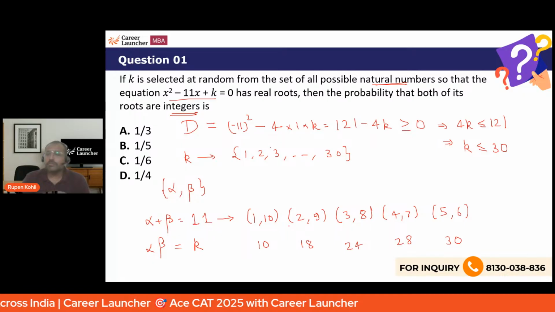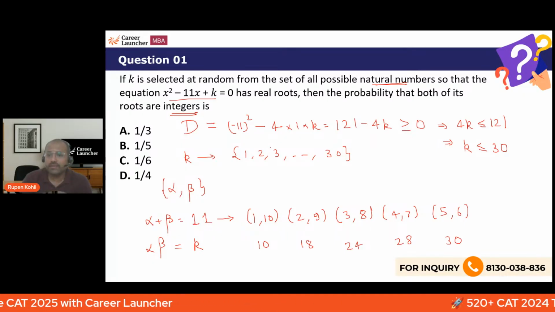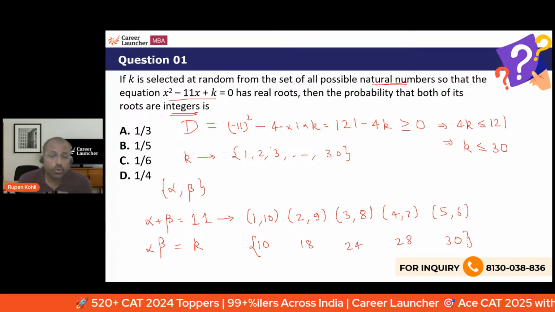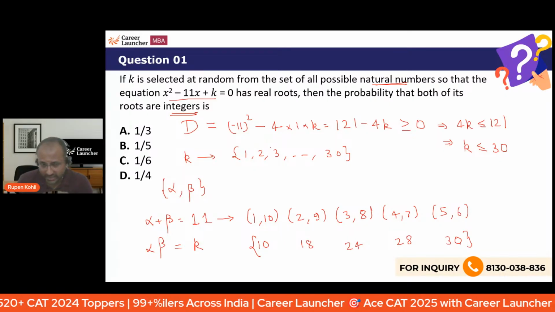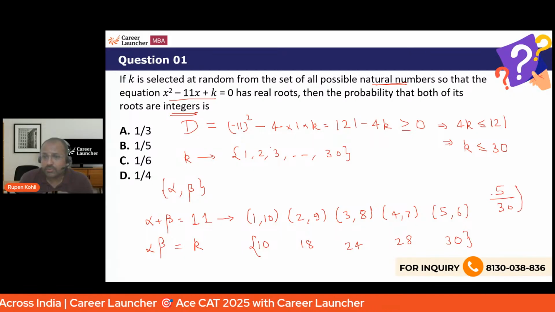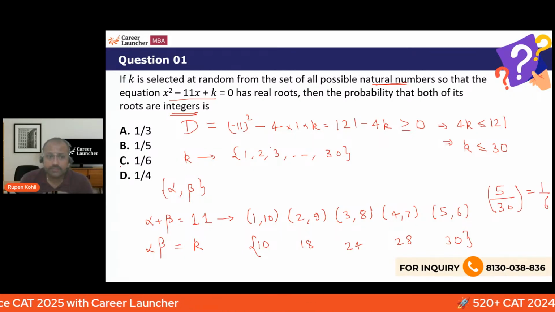So how many possibilities do we have in the favorable zone? 1, 2, 3, 4, 5. So 5 values of k, which are 10, 18, 24, 28, 30, would make the roots integers. So 5 out of the total 30 possibilities are favorable. So the probability is 5 on 30, which is 1 on 6.